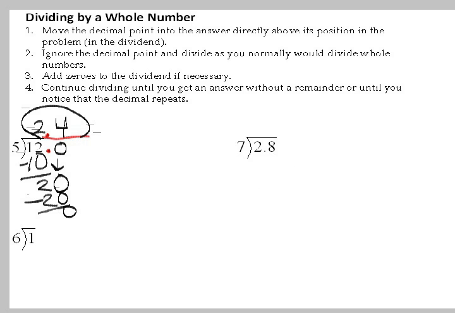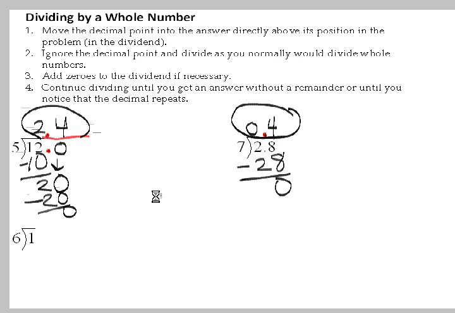Let's take a look at this next problem here. 2.8 divided by 7. So again, we take our decimal point and we move it right above into the answer. And then we ignore it, pretend like it's not there, and do our division. 7 goes into 2 0 times. How many times does 7 go into 28? Well, it goes 4 times. 4 times 7 is 28. Subtract, and we're left with nothing. So 0.4 is our answer for this problem.